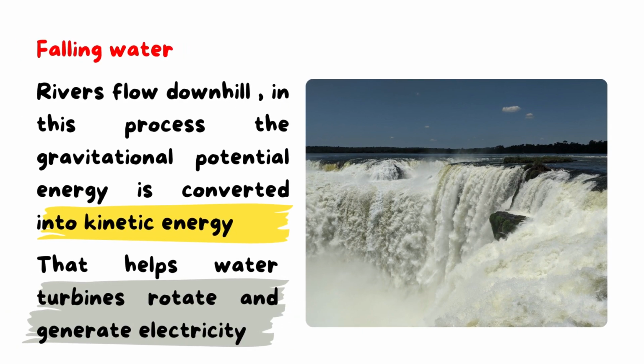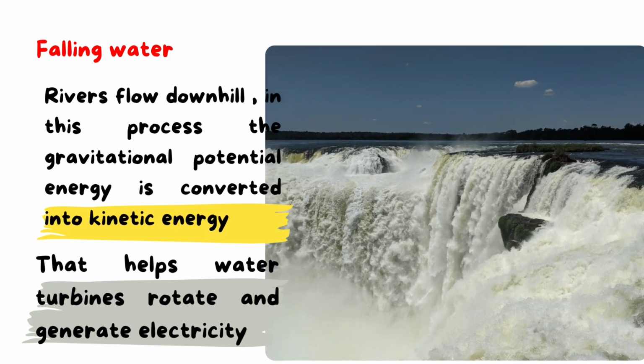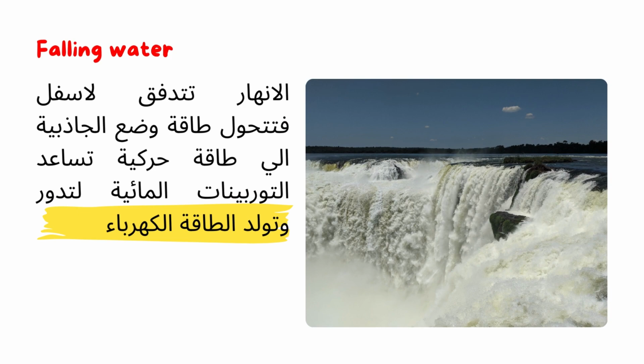So here we can say rivers flow downhill. Okay, in this process, gravitational potential energy is converted into kinetic energy. That helps water turbines rotate and generate electricity. As this water flows, okay, there are turbines. So when the water flows on these turbines, it helps these turbines rotate, and with it electricity is generated.